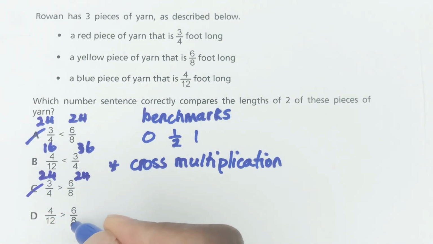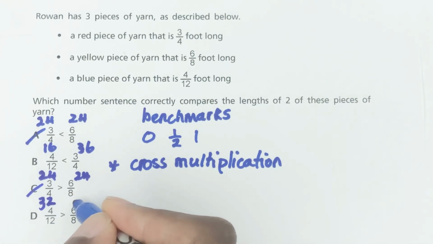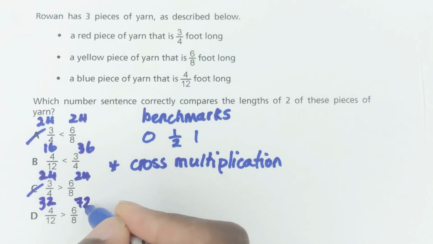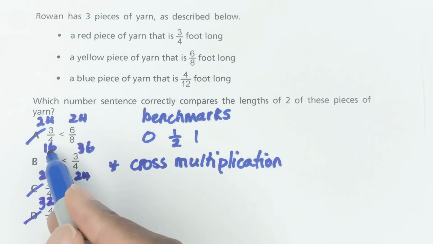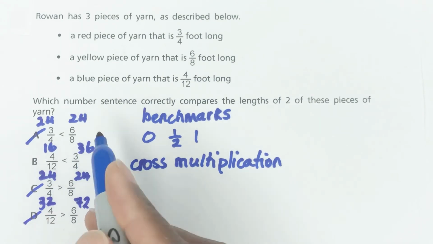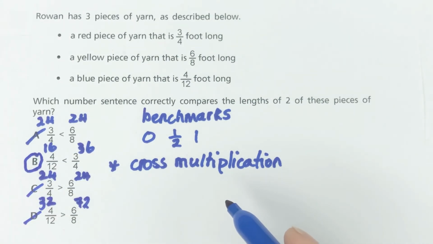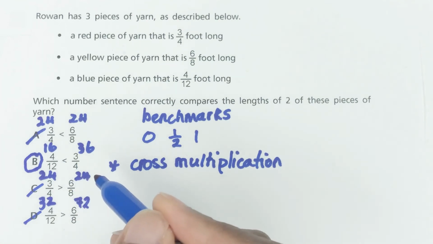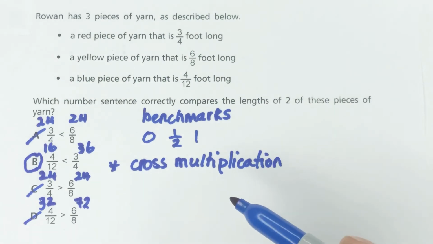And then the last one, 8 times 4 is 32, and 6 times 12, or 12 times 6, is 72. Is 32 more than 72? No, it's not. So the answer is B, because 16 is less than 36. And I will do a video where cross multiplication is used. I think it would be a nice way to show you another option if you're not familiar with cross multiplication. So 4/12 is less than 3/4. The answer is B.